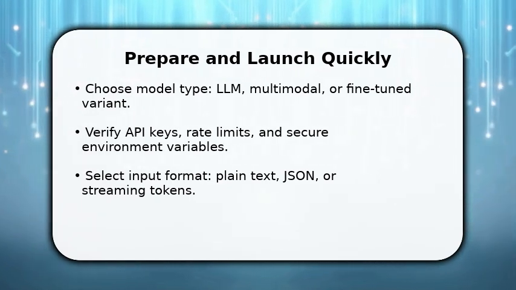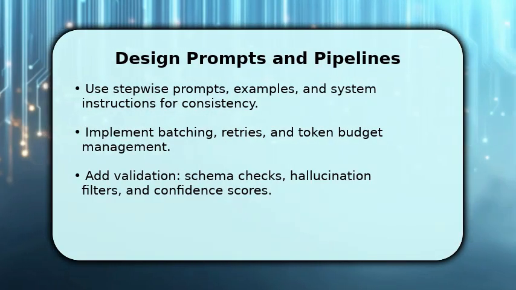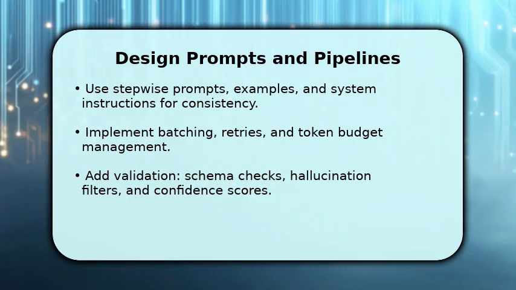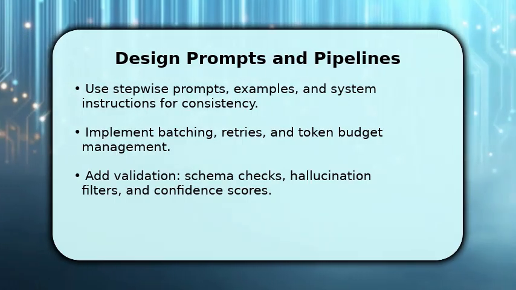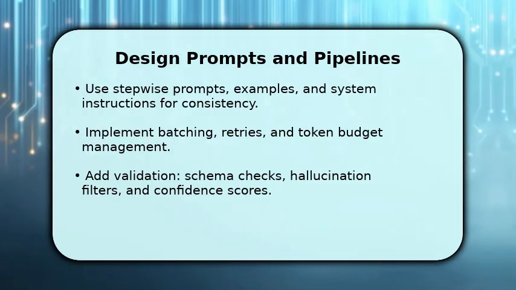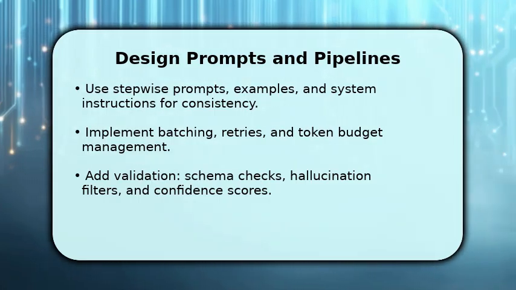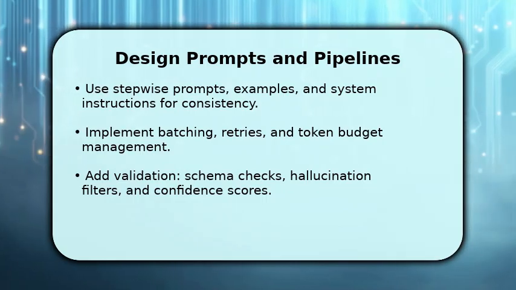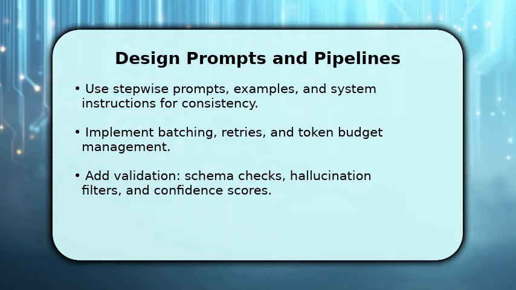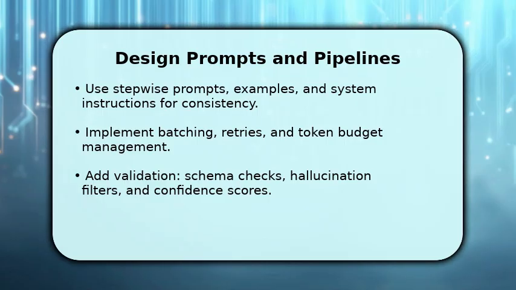You now craft prompts and build the execution pipeline to control output quality and cost. Start with a clear system instruction, provide examples, and break complex tasks into steps so the model stays focused. Once done, implement batching, retries, and token budget limits to manage throughput and expenses.